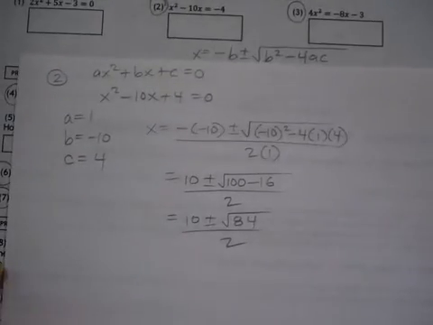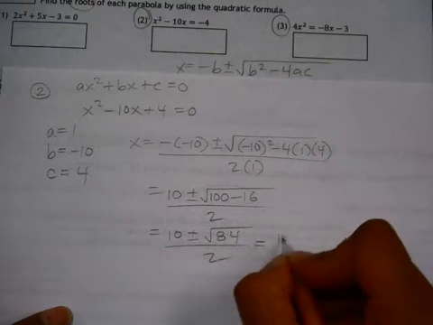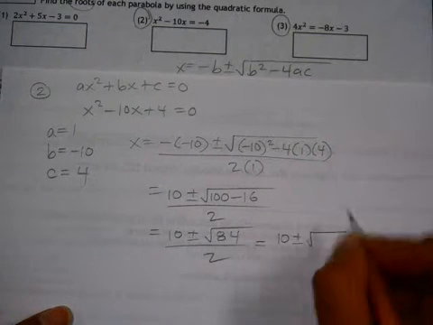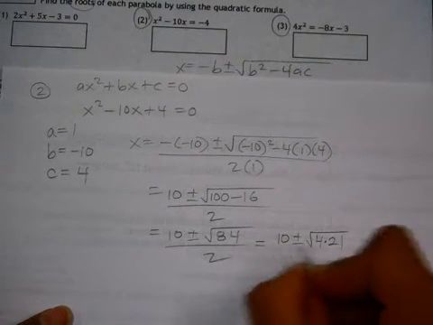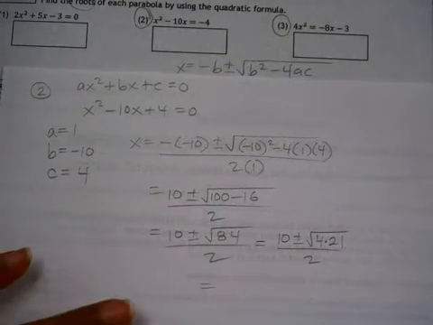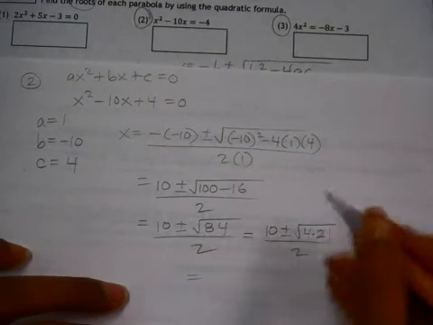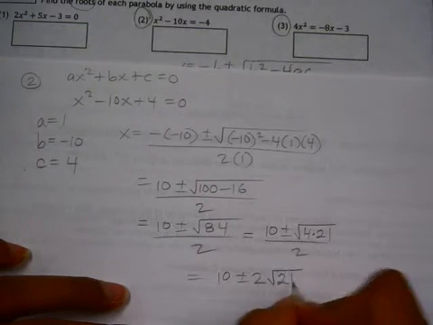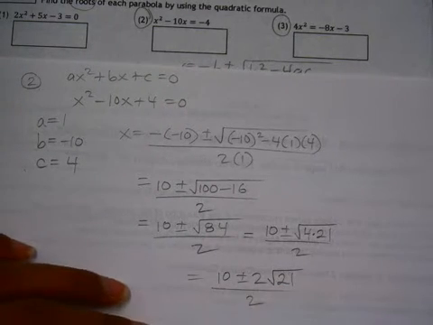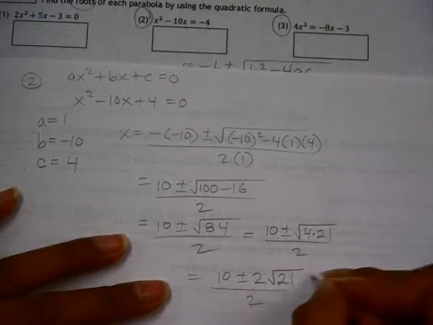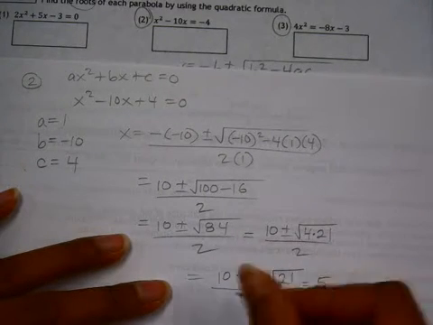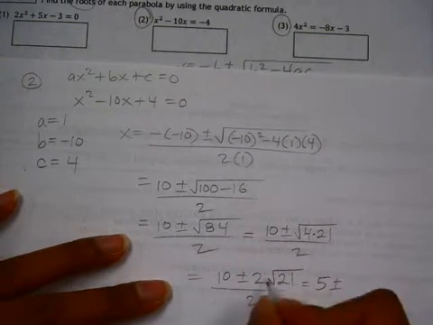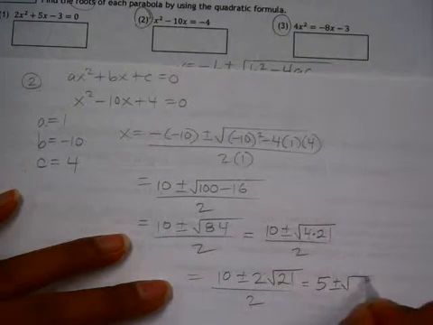When we simplify the square root of 84, I can break that up into 4 times 21. And I did that so that I can do the square root of 4 and take that out of the radical, and then a 21 is left inside the radical. Both of these are divisible by 2, so I get 5 when I do 10 divided by 2, and I get 1 if I do 2 divided by 2.